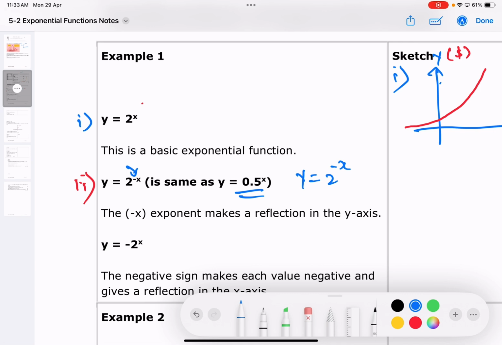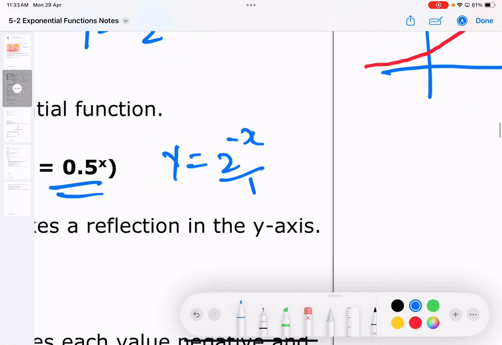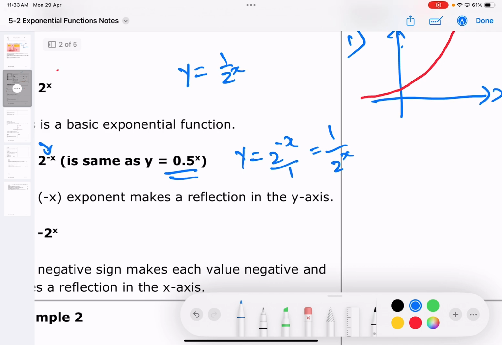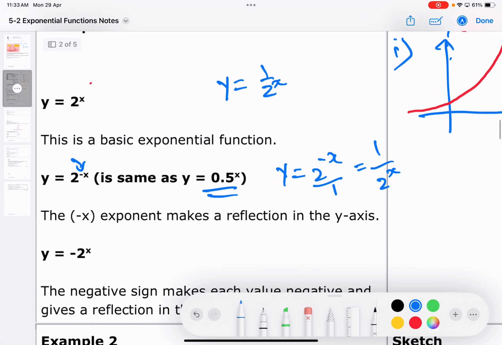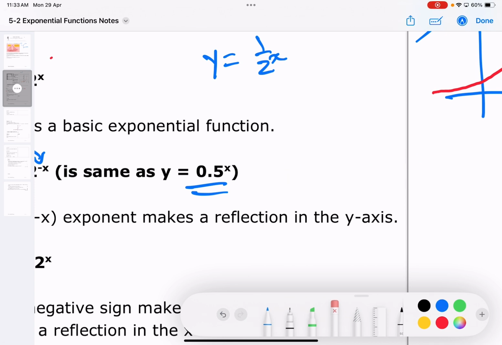y equals to half to the power of x is the same as y equals to 2 to the power of negative x. Do you realize that? For those of you who are a little bit weak in indices, we can take the reciprocal. We can write this as the reciprocal, so it's going to be 2 to the power of x. So now that we know that, actually this one can be written as this.